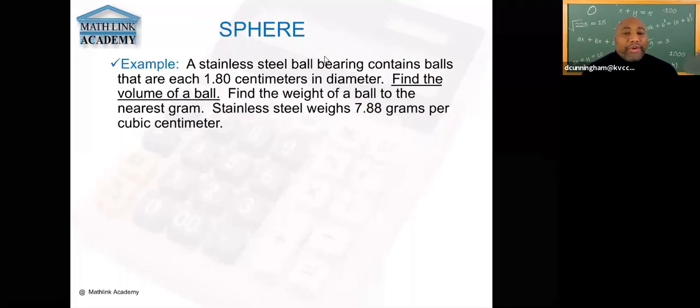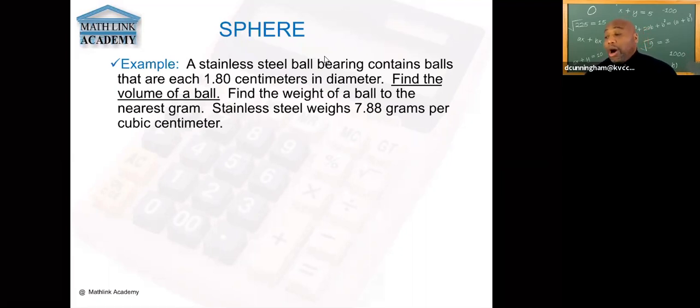Now let's look at another example. So we have a stainless steel ball bearing, which contains balls that are each 1.0 centimeter in diameter. So make sure you know whether we're talking about diameter or radius, okay? It says find the volume. So I underline that, so that's the first thing, let's find that. And then find the weight of a ball to the nearest gram.